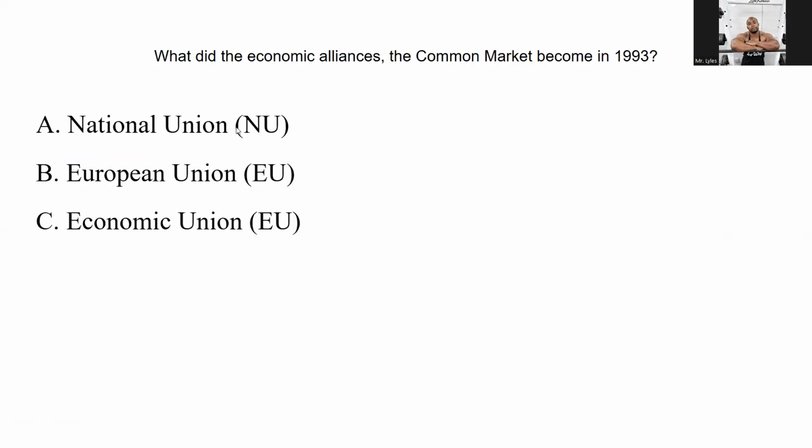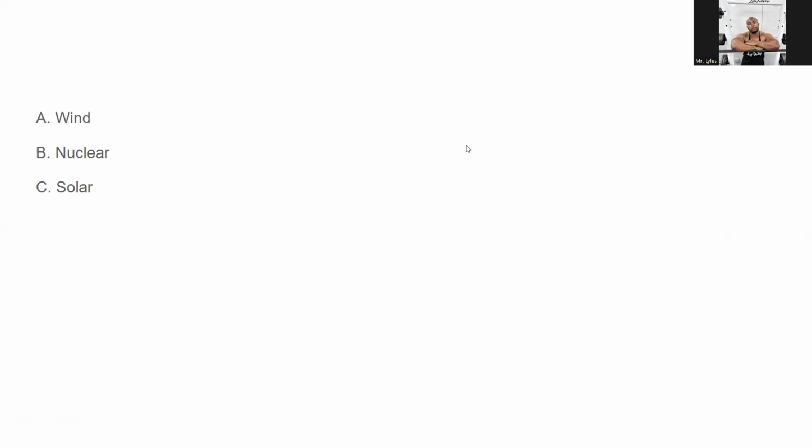Don't worry about it. What did the economic alliances, the common market, become in 1993? The European Union. So let me read that again. What did the economic alliances, the common market, become in 1993? The European Union.